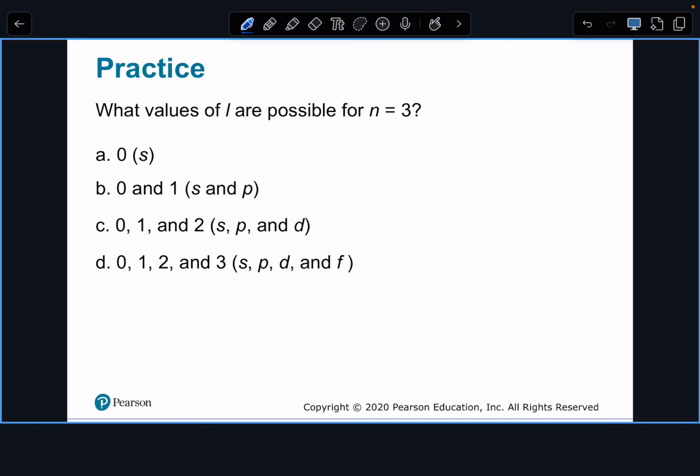I feel like I'm going to change this question because we already did this. So it says, what values of L are possible for n equals 3? Okay, so looking at our chart over there, for n equals 3, we can have 0, we can have 1, we can have 2. Those are our L values for n equals 3. Okay, so what about for n equals 7? Tell me what the possible L values are. Just write them down. I'll give you a minute to do that.